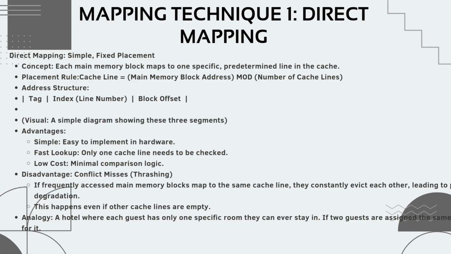Looking at the address structure, a main memory address is split into a tag, an index, which directly points to the cache line, and a block offset. The advantages are clear. It's very simple to implement in hardware, offers fast lookup because there's only one place to check, and has a lower hardware cost.